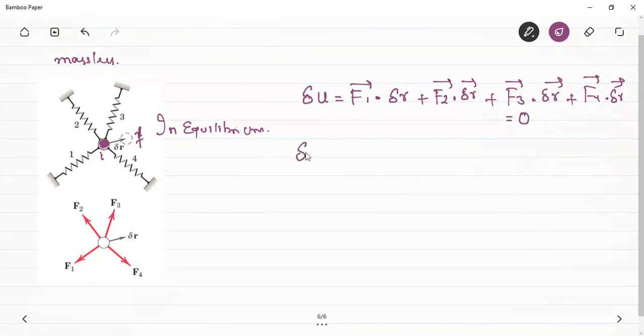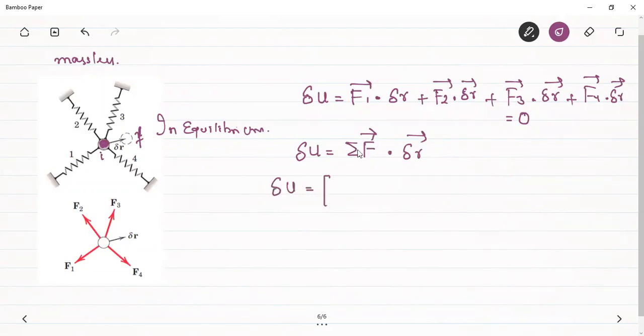So we can also write that delta U is equal to the summation of the forces dot delta R vector. If I take this delta R to be common, I will get F1 plus F2 plus F3 plus F4, that I write as the summation of all these forces.